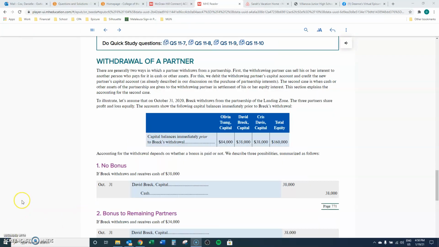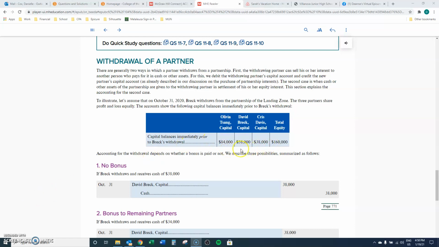What happens if one of the partners wants to withdraw from the partnership? There are two ways. One we already looked at: the withdrawing partner can sell his or her interest to another person who pays for it in cash or other assets. That's what we looked at in the prior section. A second scenario is when cash or other assets of the partnership are given to the withdrawing partner in settlement of his or her equity interest. So we're going to look at that now as an example.